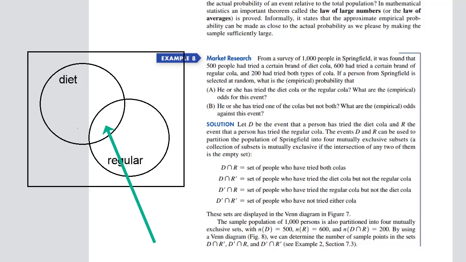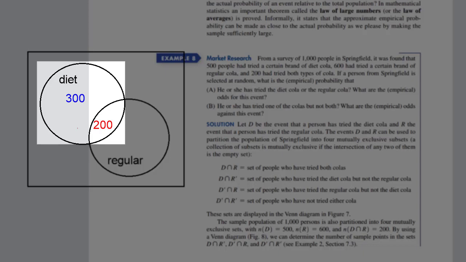Now, when you're putting numbers in a Venn diagram, make sure you start with the inner part first, where the overlap is, where the intersection is. So I put 200 drank both. Now I know that 300 goes here. Why? Because I know that the total of diet drinkers is 500. So the 300 plus the 200 in the intersection are all diet drinkers, right?